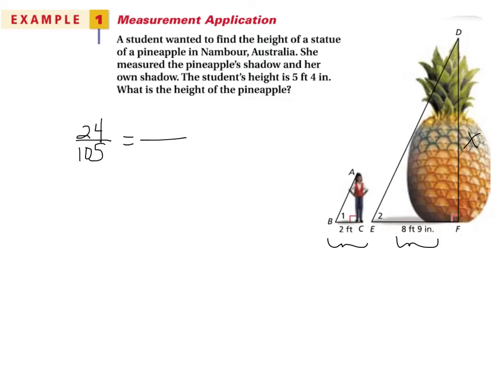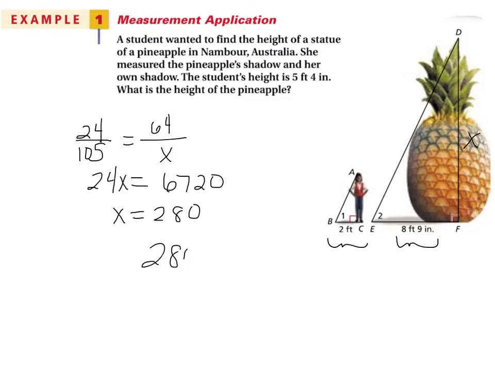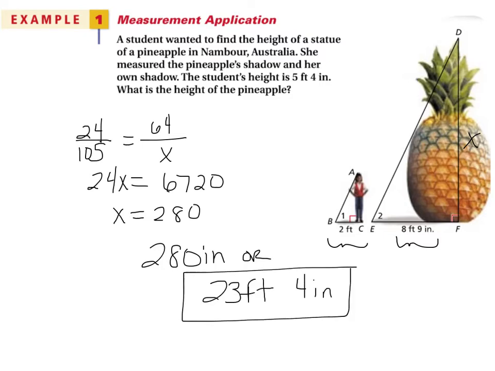And then the height of the student is 5 feet 4 inches. So 5 times 12 plus 4, that gives me 64 inches, over x, which is the height of the pineapple. I then have to cross multiply. If you solve this, you're going to get the pineapple to be 280 inches. So you could say the answer is 280 inches, or 23 feet 4 inches if you converted it back to feet and inches.